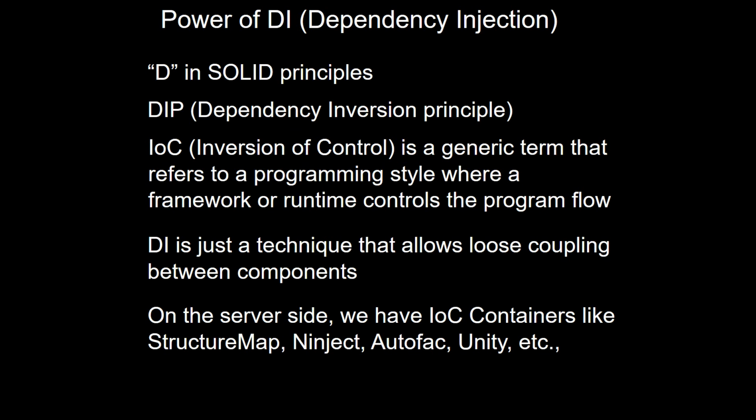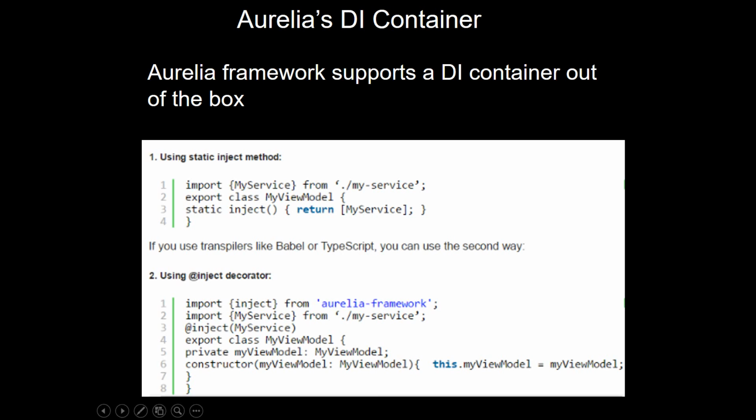On the client side, Aurelia comes with a DI container out of the box. The Aurelia framework supports a DI container, and the way we inject anything is using the static inject method like this. In here, you can return an array of the classes that you want to inject. So here we defined a view model. This view model is depending on an instance of this service. So instead of declaring var myService = new MyService, you are using dependency injection to return an instance automatically, and Aurelia will supply you the instance.